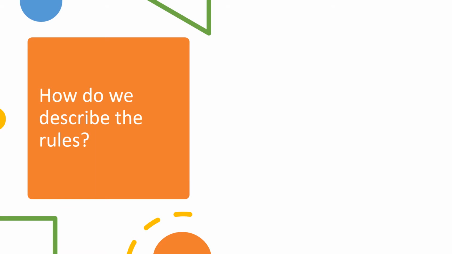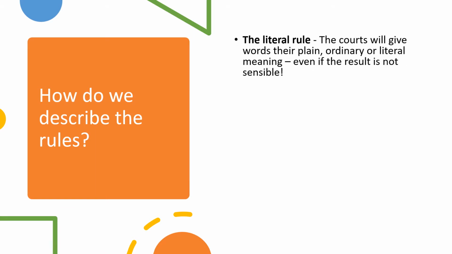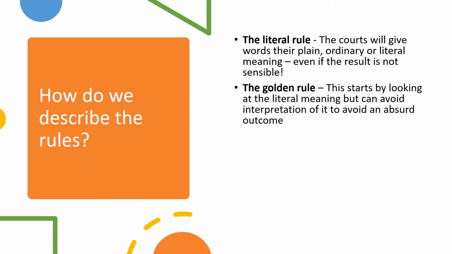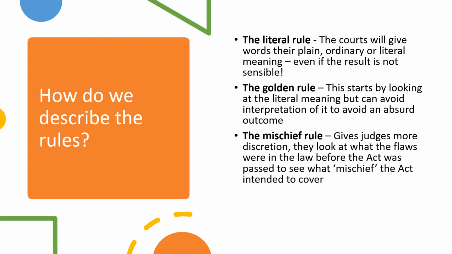So briefly, we can describe these rules as the literal rule, which is where the courts give the words a plain, ordinary and literal meaning, even if the result is not sensible. The golden rule starts by looking at the literal meaning but can avoid it to avoid an absurd outcome. The mischief rule gives judges more discretion. They look at what the flaws were in the law before the Act was passed to see what mischief the Act was intended to cover.